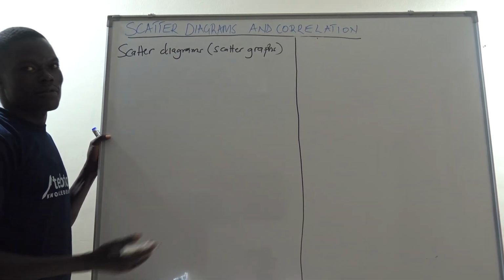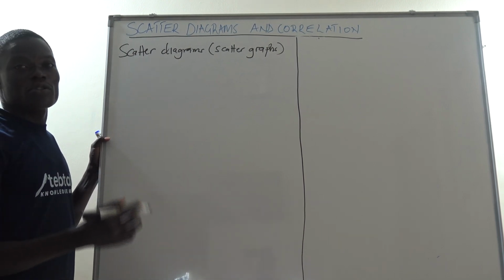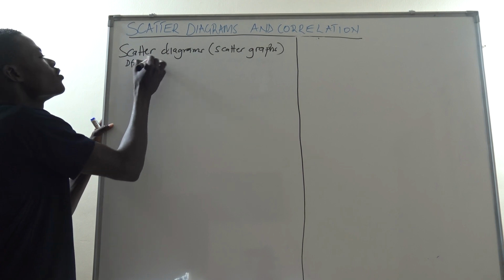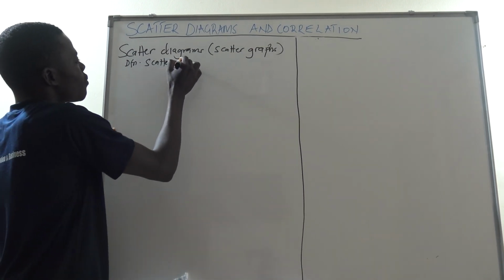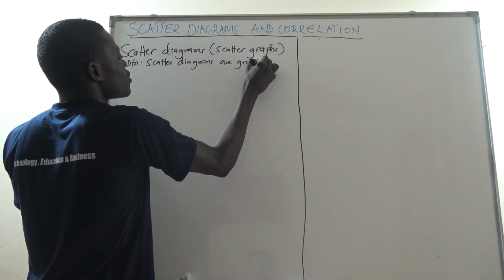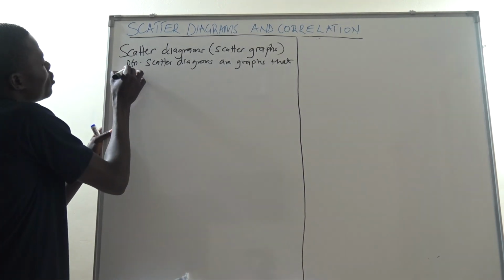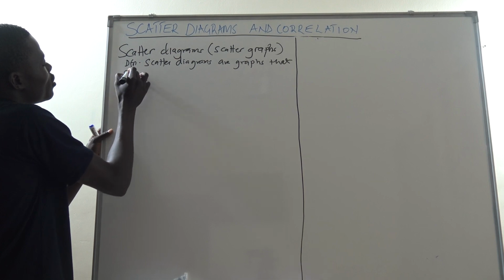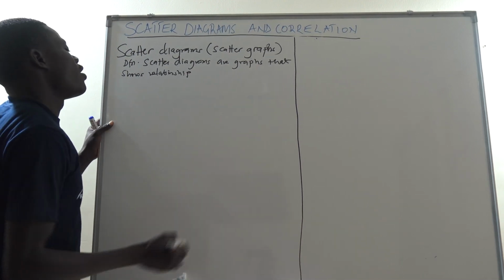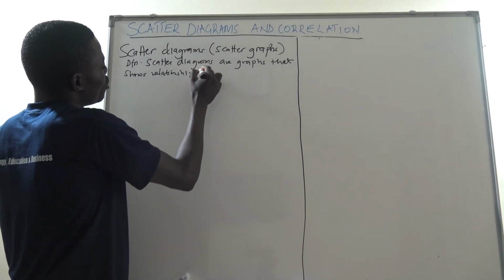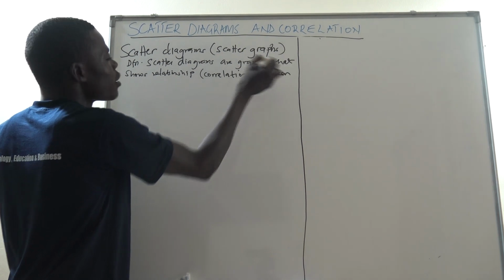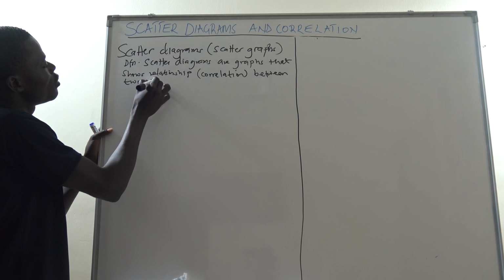So scatter diagrams or scatter graphs are graphs that show relationship between two variables. By definition, scatter diagrams are graphs that show relationship, or you can call it correlation, between two variables. Relationship is the same as correlation.